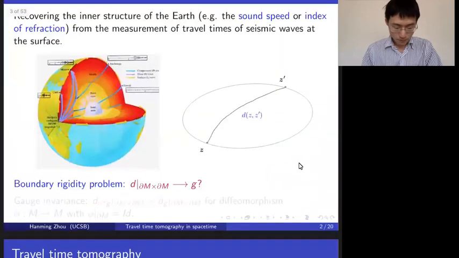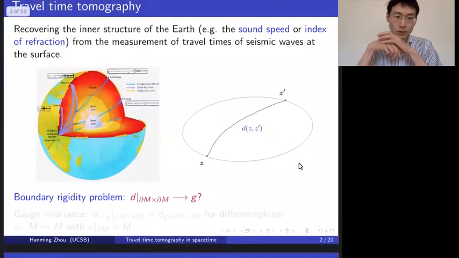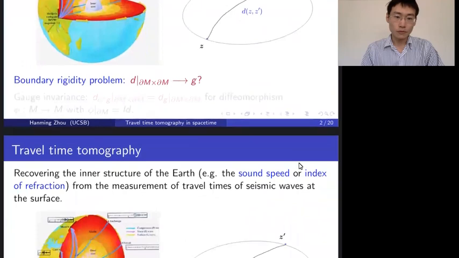Mathematically, this question, the travel time tomography, is called the boundary rigidity problem. It asks: given the distance function on all pairs of boundary points, can we determine the metric? In geophysics, the metric models the sound speed or index of refraction.